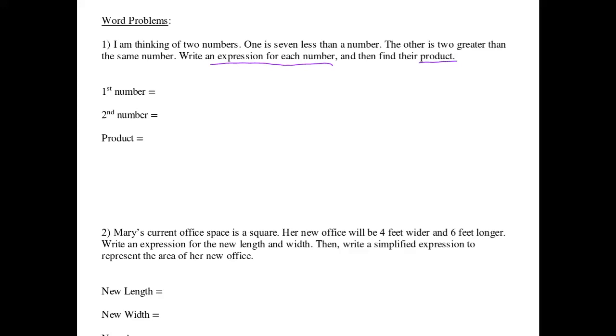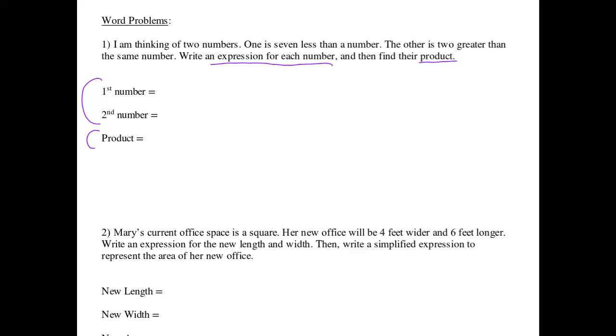The other thing I take notice of, another key word, is product. And what does product mean in math? Well, product is the word that implies we need to multiply here. So basically, we're going to write each expression as you see over here. They're asking for them right here. And then we're going to multiply them together to produce the product.